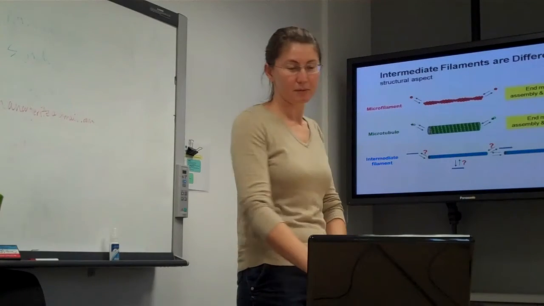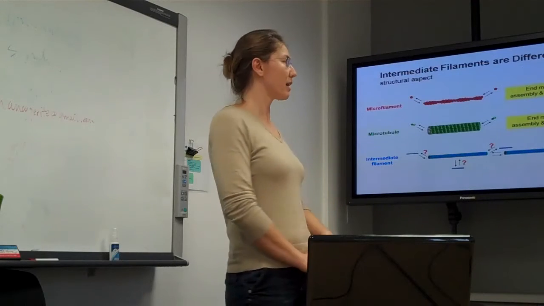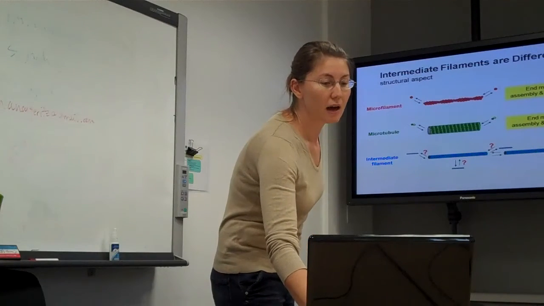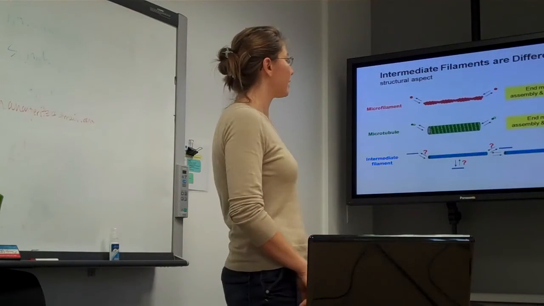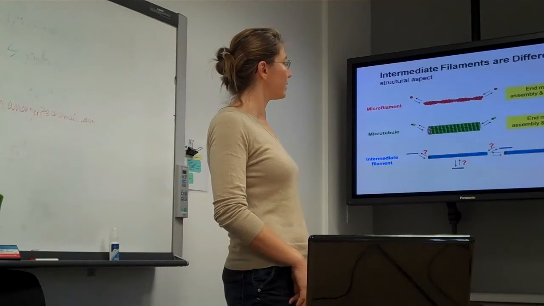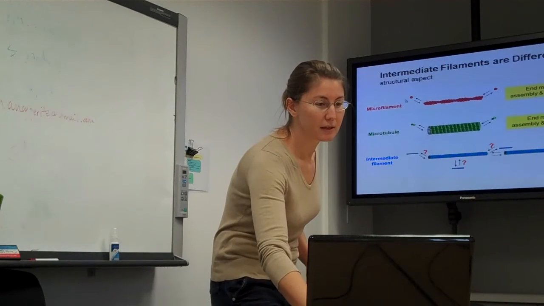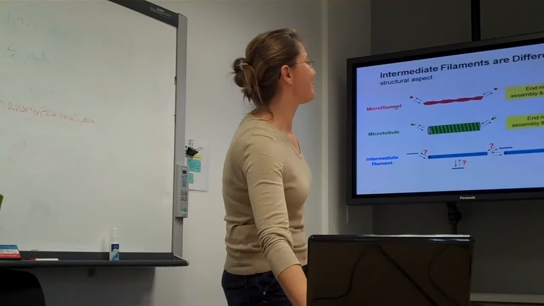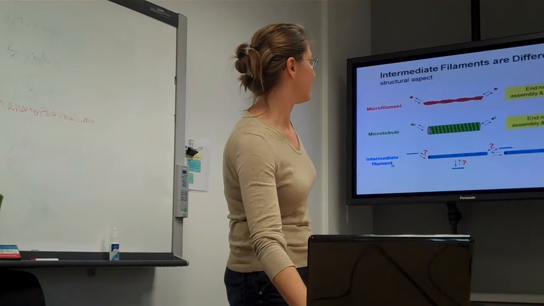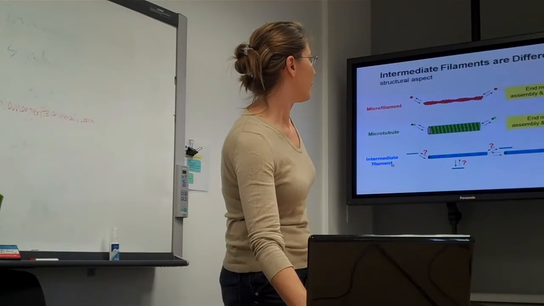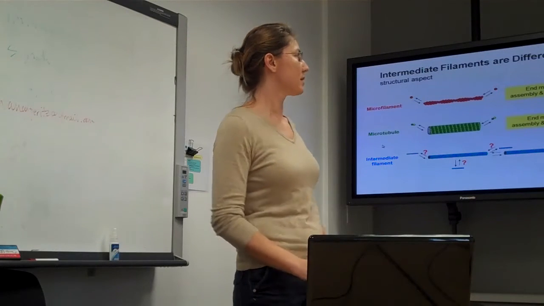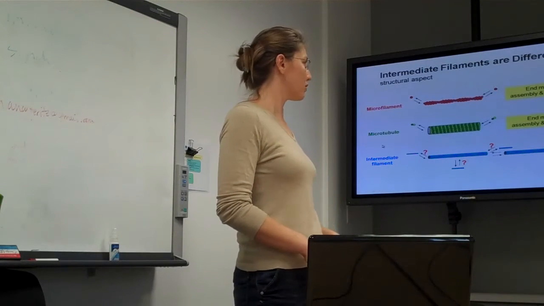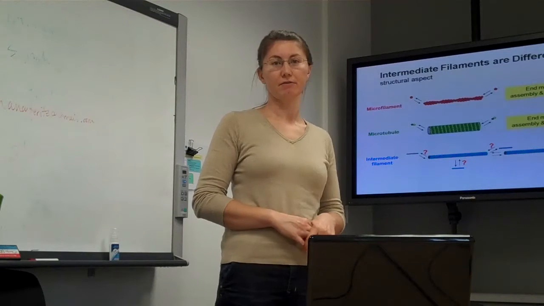I would like to start by shortly introducing the cytoskeletal components in cells. As most of you are familiar, there are three components in the cytoskeleton: microfilaments, microtubules, and intermediate filaments. Although microfilaments and microtubules are very similar in their structure, intermediate filaments are quite different.